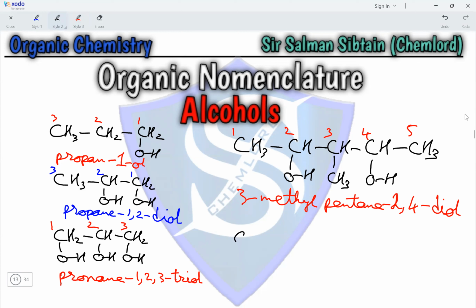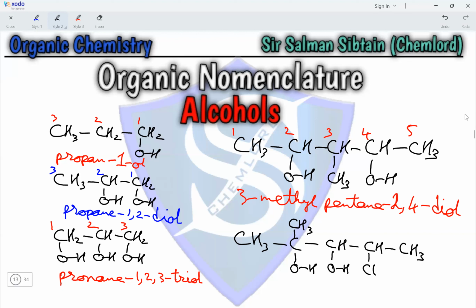Another compound would be CH3, C, CH, CH, CH3. We have a methyl group placed at one end and an OH group placed on the other, with an OH group placed on the adjacent carbon atom and a chlorine atom placed on the adjacent carbon atom to the one with the OH in the middle.